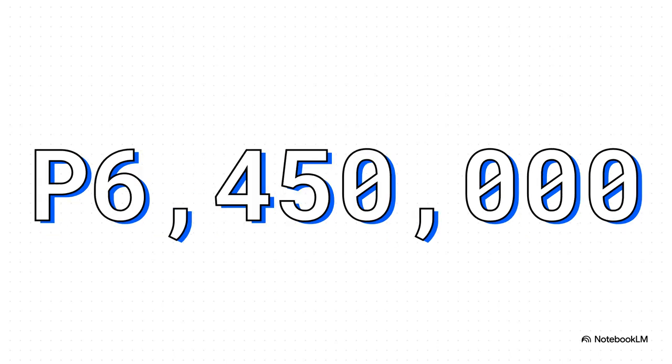Okay, so we've got our interest. Now, finding the maturity value is a piece of cake. We just take that 450,000 in interest and add it back to the original 6 million principal. And there you have it, a maturity value of 6,450,000 pesos.